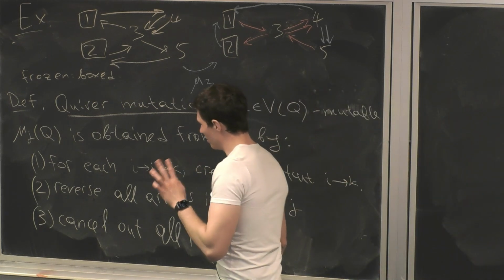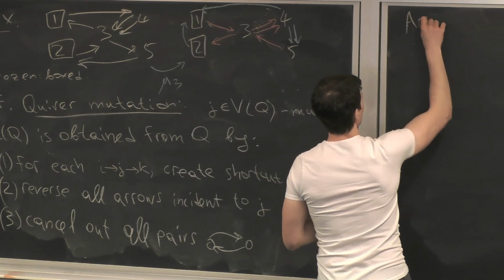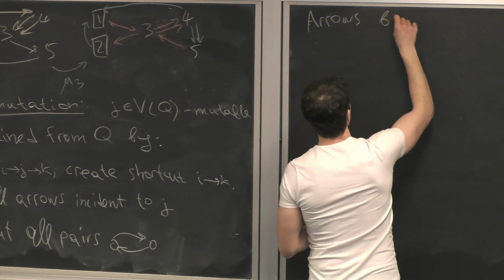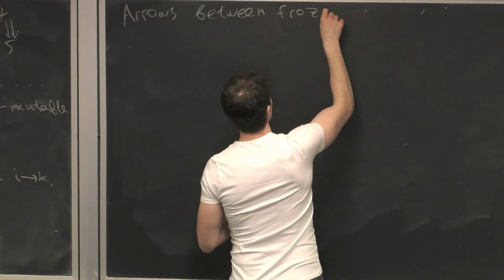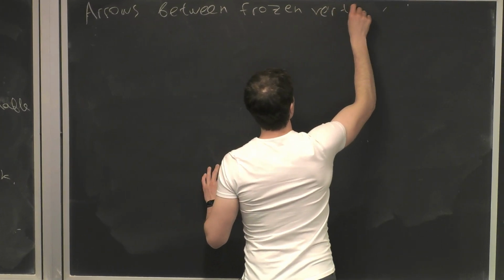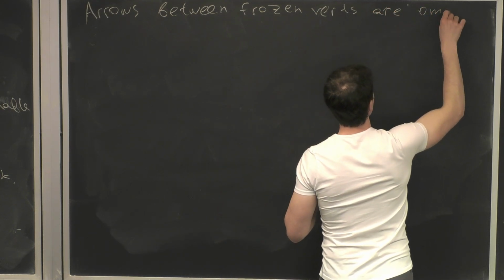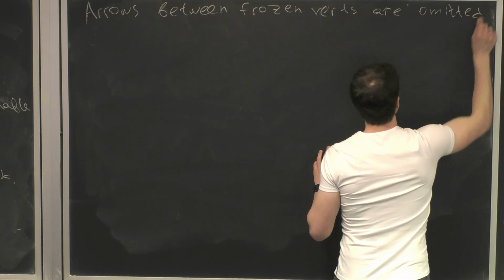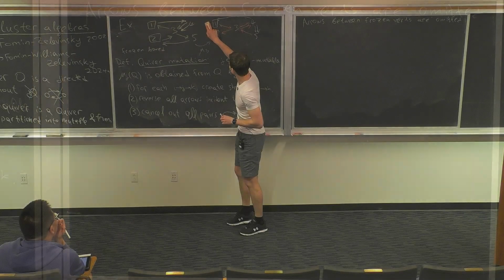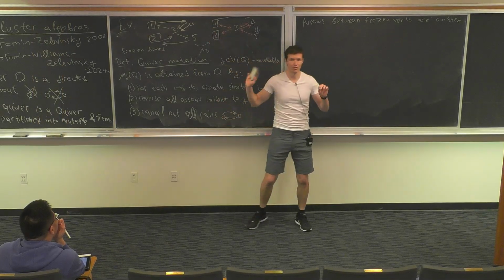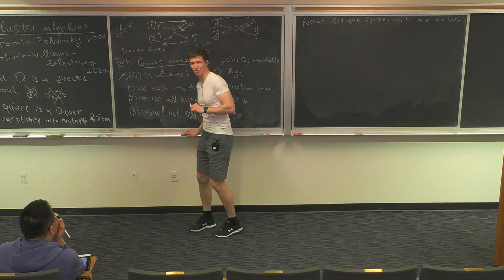One technical comment is that arrows between frozen vertices are always automatically omitted. Whenever you see an arrow between 2 frozen vertices, you just erase it, so they don't really matter. You can always just erase all frozen arrows that you see.